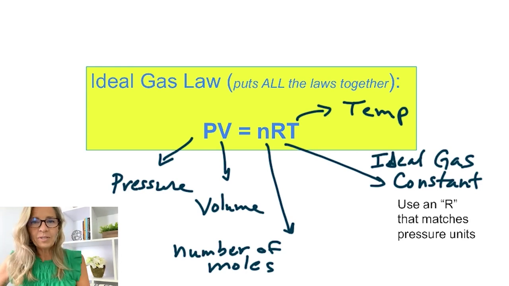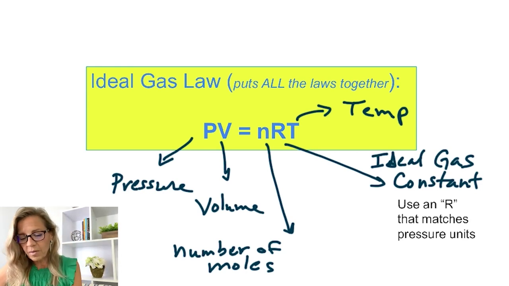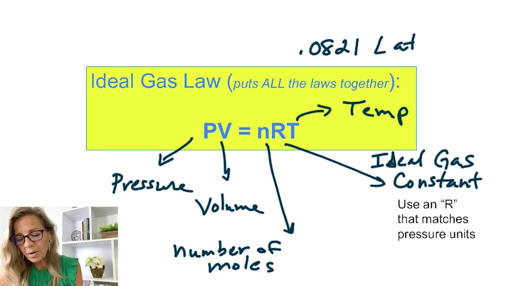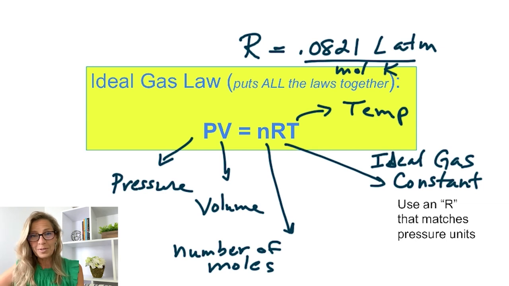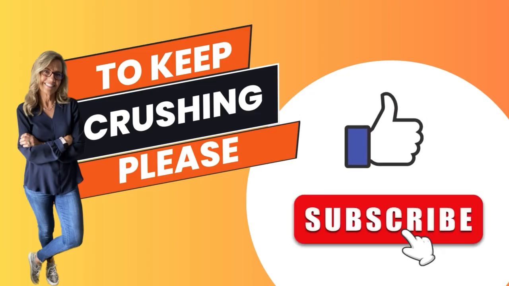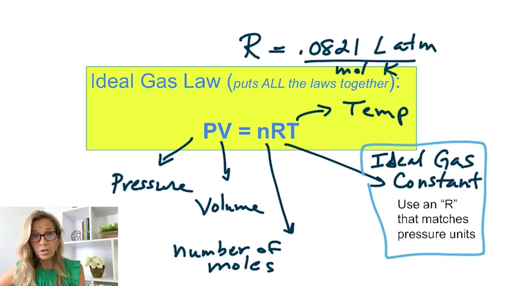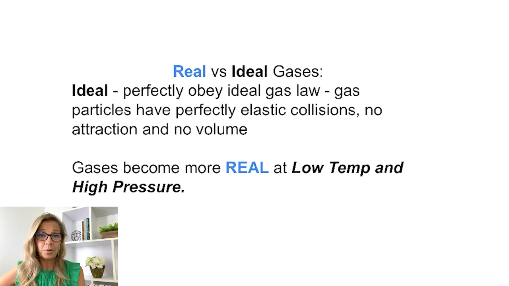And there are a couple different values for R. One that I like to use is 0.0821 liters atmospheres per mole Kelvin. Now that's a lot of units to go with that number. You may see different numbers that have different units, units that match the pressure unit of your problem. So let's just do a problem here.